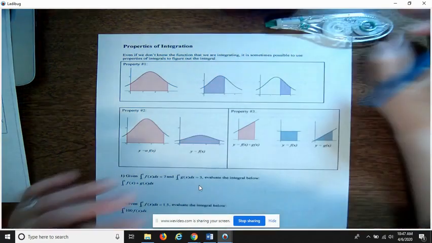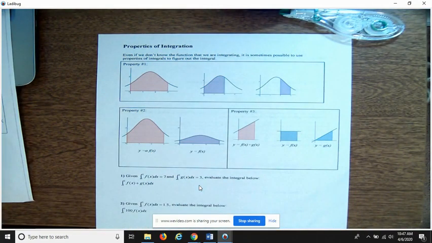Everybody. We are going to talk about some properties of integration today.